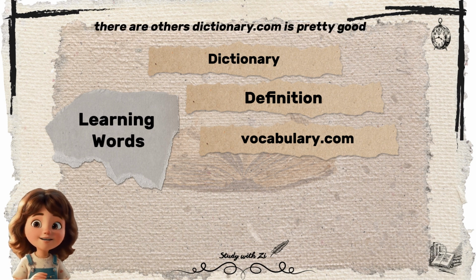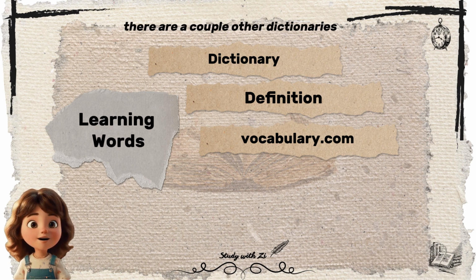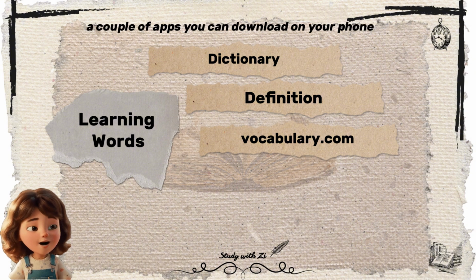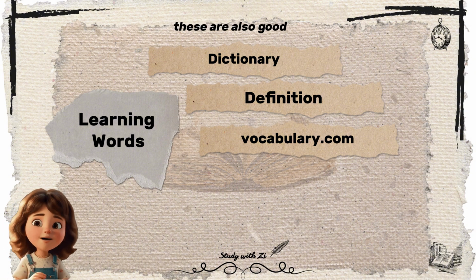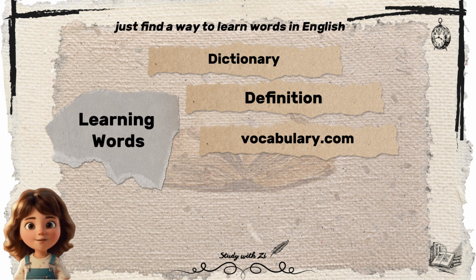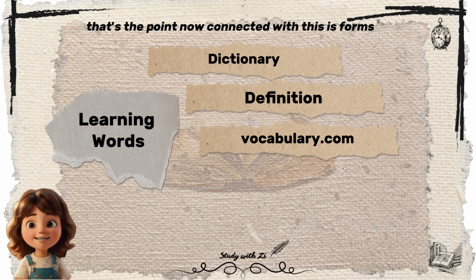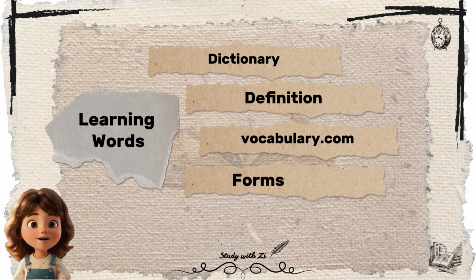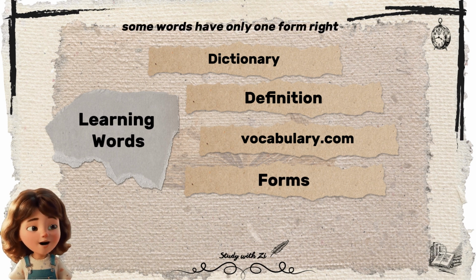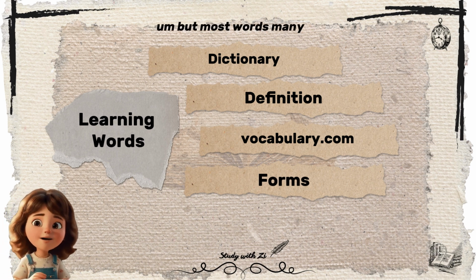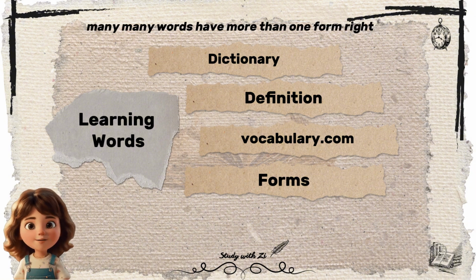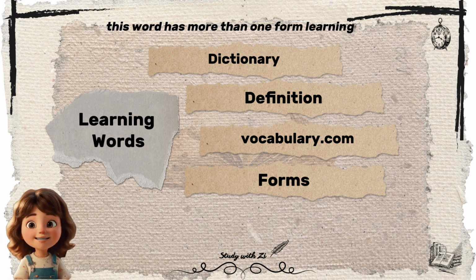There are others. Dictionary.com is pretty good. There are a couple other dictionaries, a couple of apps you can download on your phone. These are also good. Just find a way to learn words in English with an English dictionary. That's the key. That's the point. Now, connected with this is forms. Some words have only one form, right? But most words, many words, have more than one form, right? Learning, for example, this word, has more than one form. Learning.